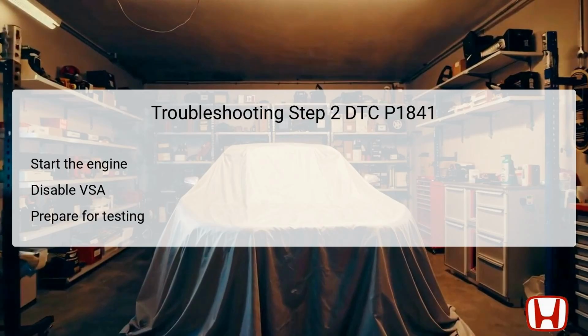The VSA system is designed to improve vehicle stability by detecting and reducing skidding. However, for this specific test, it needs to be turned off to avoid any unnecessary adjustments that could skew the data from the speed sensor. With the VSA disabled, technicians can effectively run tests to assess the functionality of the CVT system without interference. This step sets the stage for further assessments of the CVT speed sensor and TCM.